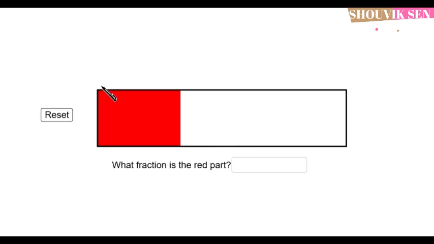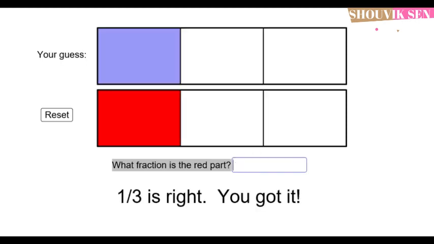I am guessing this will be 1 part. If this is 1 part, then this much would be the 2nd part and this much would be the 3rd part. So I can guess it is 1 by 3. Let us check the answer. And yes, the answer is correct. 1 by 3 is the correct guess. So by looking at the parts, we can also guess it.